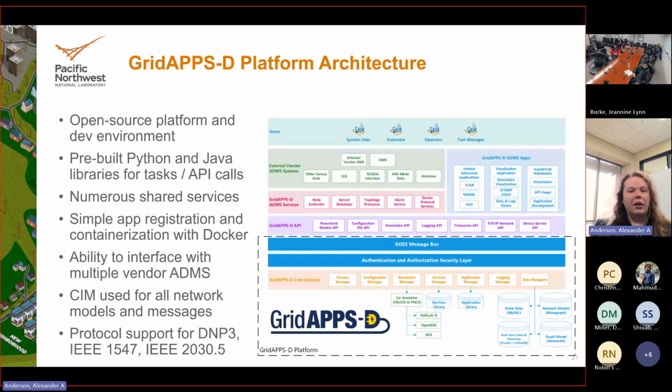An example of a reference implementation of this service bus protocol and open platform is GridAPPS-D. GridAPPS-D is a platform built by PNNL with a lot of involvement from WSU and our industry advisory board, where we have created a reference implementation of that architecture, Python and Java libraries for doing the API calls, and a development environment to build applications that are compliant against the Common Information Model.